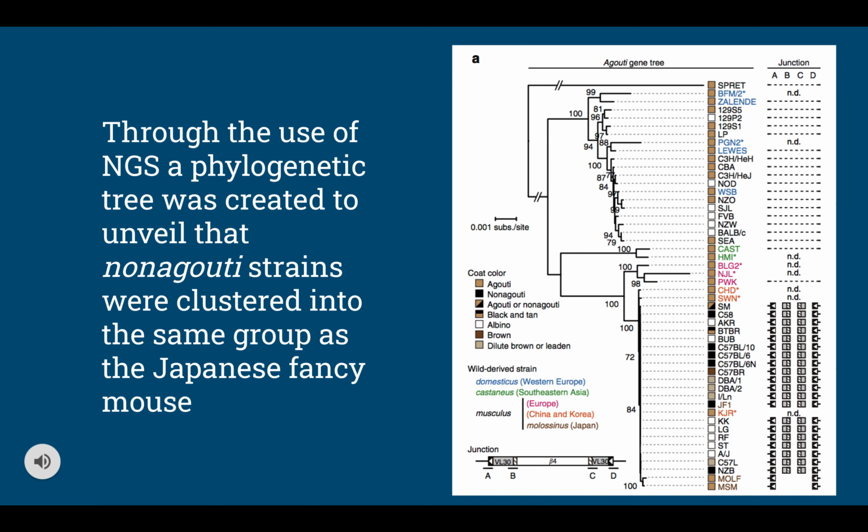When the phylogenetic tree was created, they discovered that the non-agouti laboratory mouse strains were clustered into the same group with the Japanese fancy mouse strain and other East Asian musculus group strains. NGS reads also revealed that most of the laboratory mouse strains with the non-agouti mutation have both VL30 and beta-4 insertions, but the wild mice only have a VL30 insertion in the agouti gene.